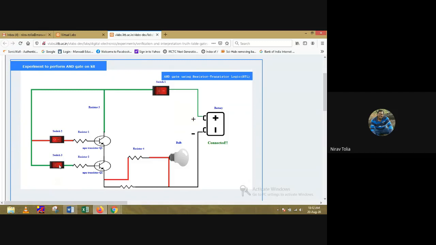So now see, my input is 0, 1. But again, the bulb is not on. What that means? 0, 1 is again 0. Now instead of 0, 1, I am doing 1, 0.